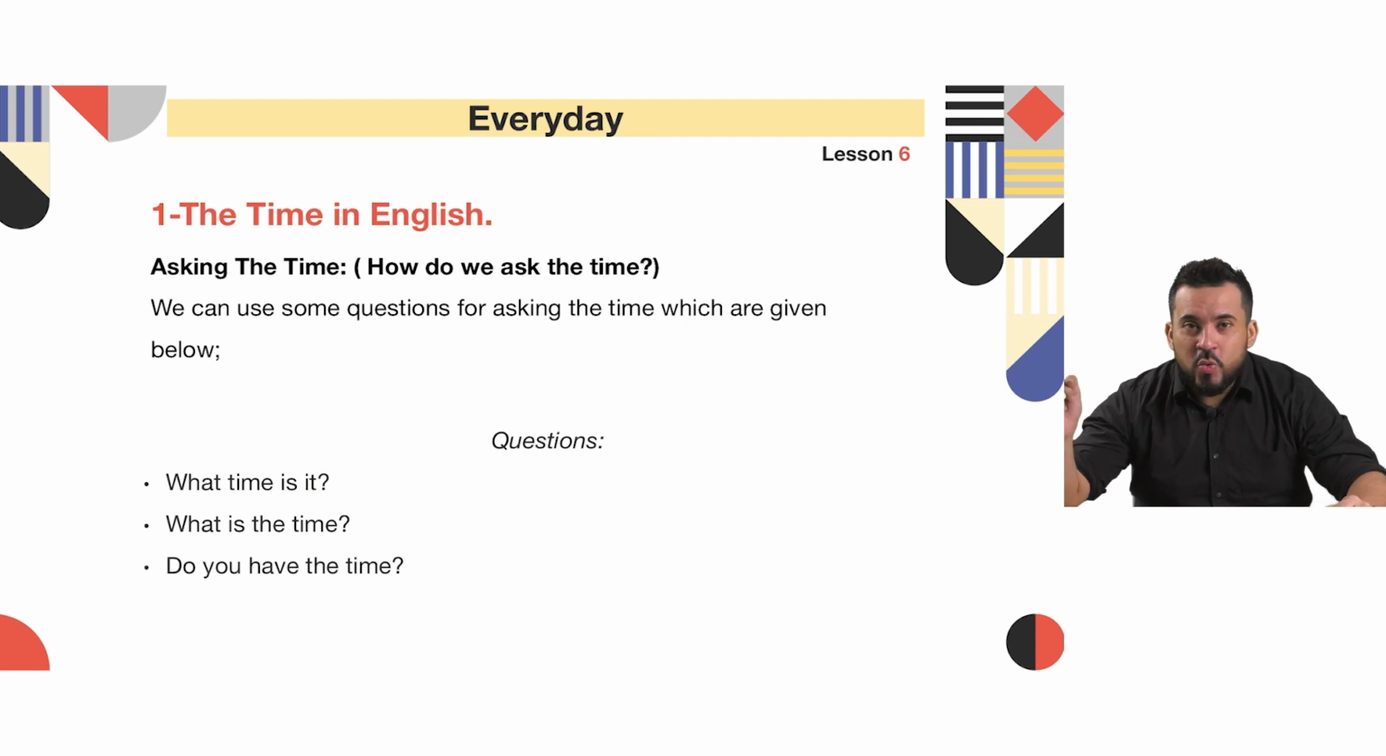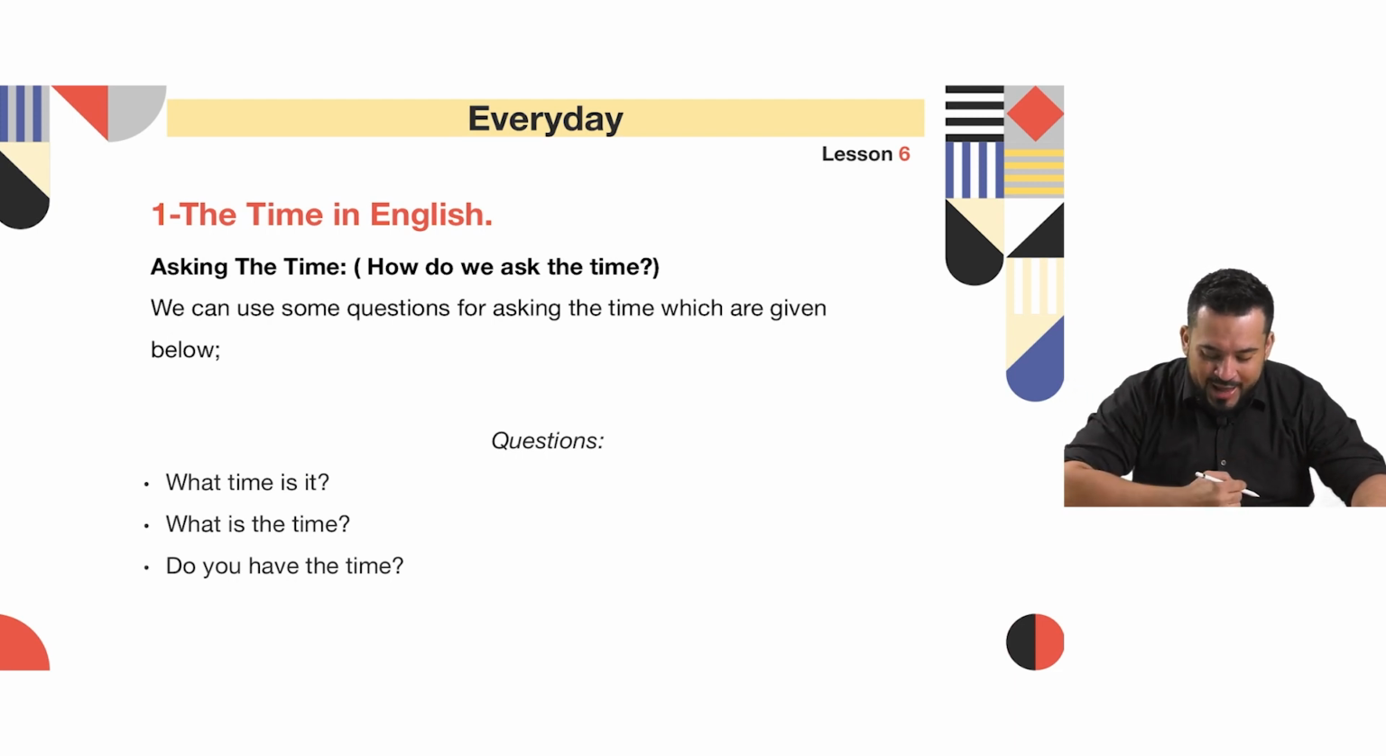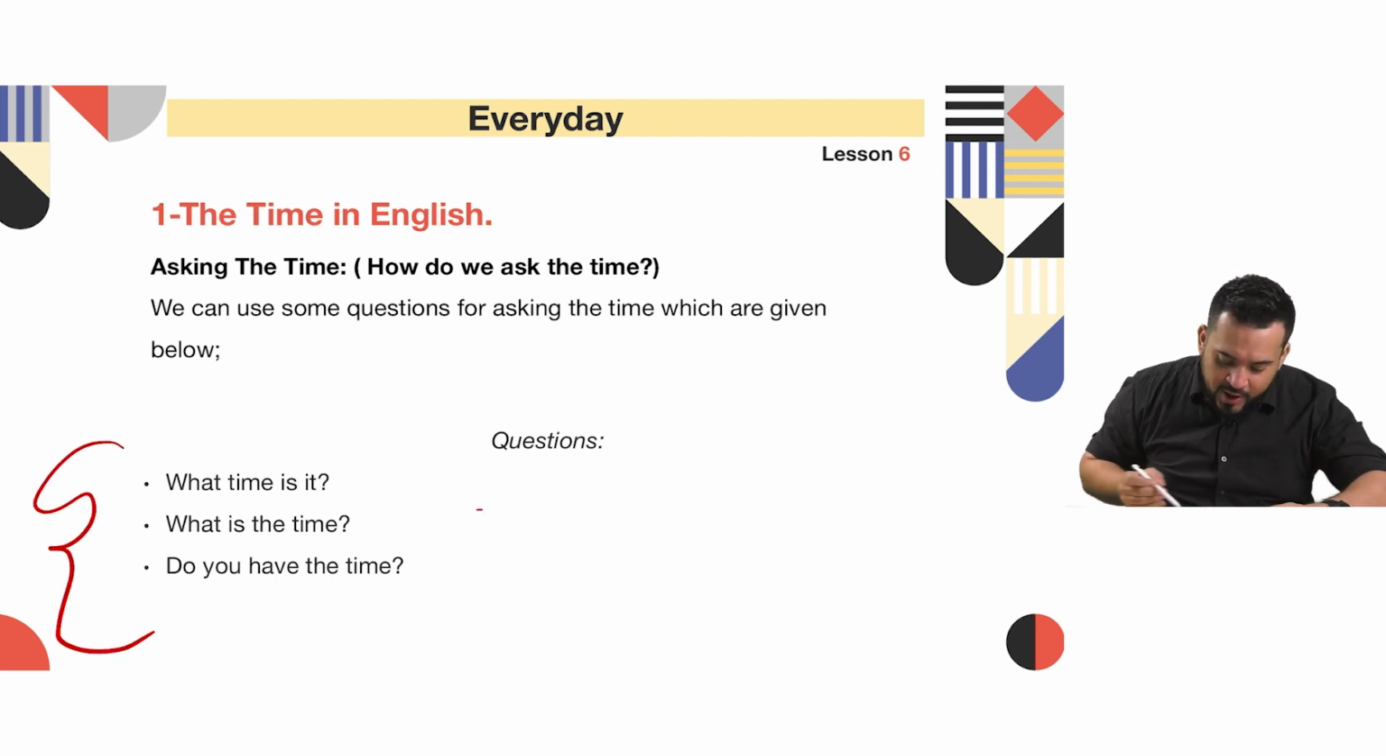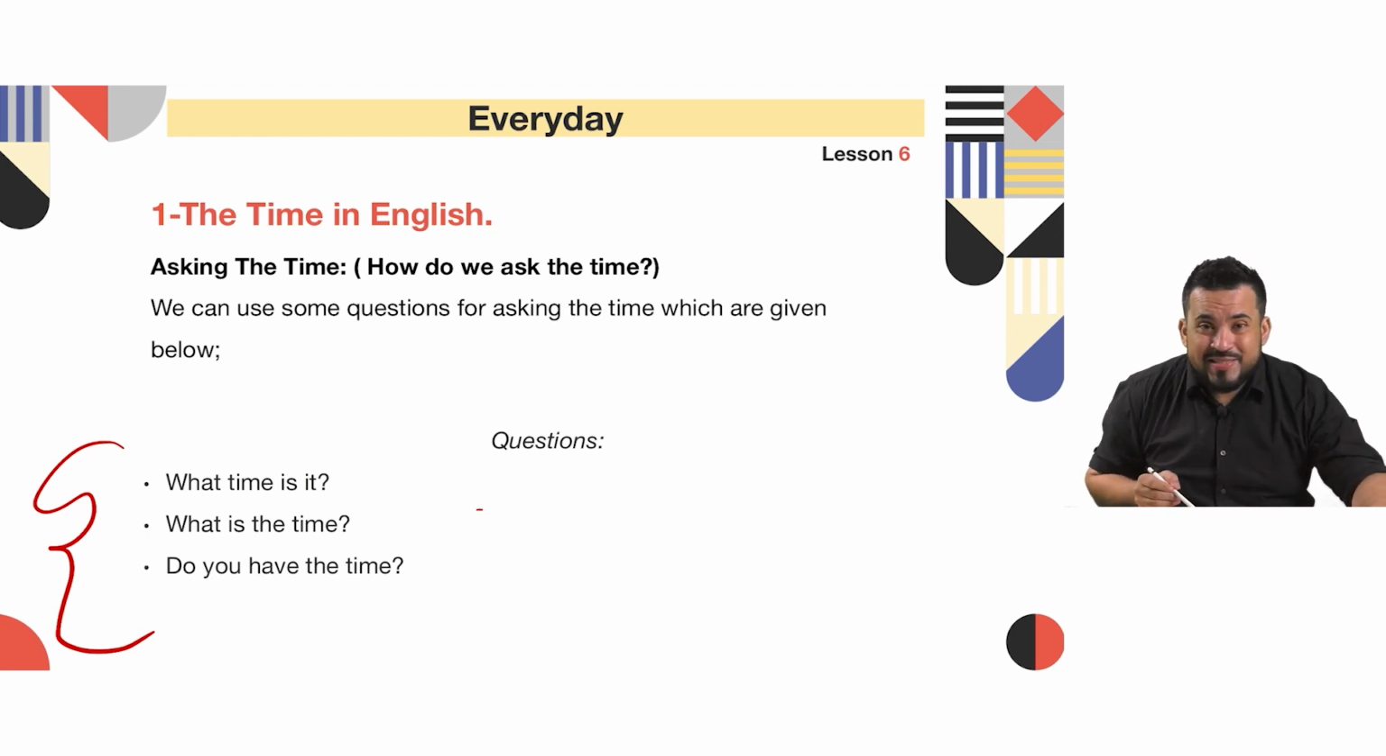So, let's start with the time. Okay, now, asking the time in English. How do we ask the time? We can use some questions for asking the time, like these. All right. So, here we have, what time is it? Or, what is the time? Or, do you have the time? All these are correct, and all these are popular. You can ask any of them. You can use any of them.